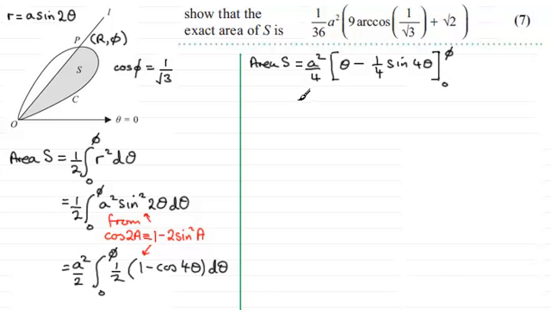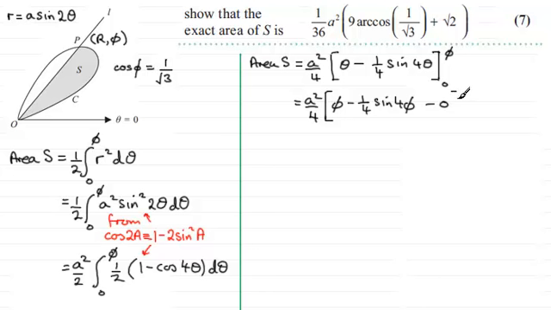And what have we got now? Let's just put the a squared over 4 out the front here. If we substitute our limits in, starting with phi, then we've got phi minus a quarter sine of 4 phi. And then substitute the 0 in. We're going to have 0 here, and the sine of 0 is 0. So basically we're going to be taking away 0 from this.